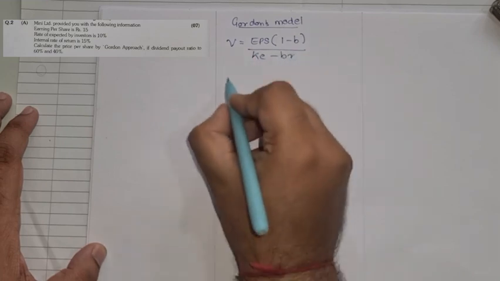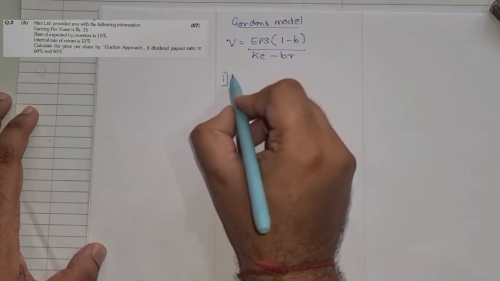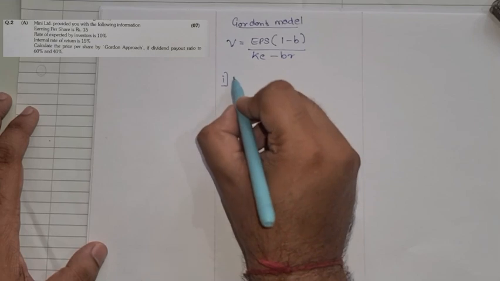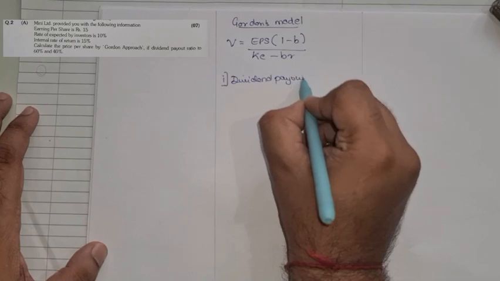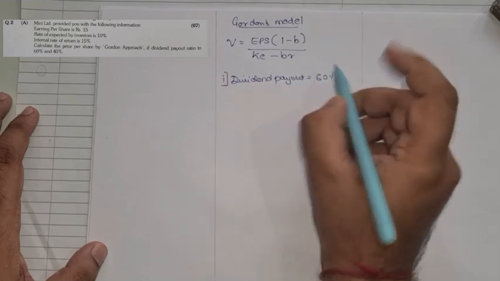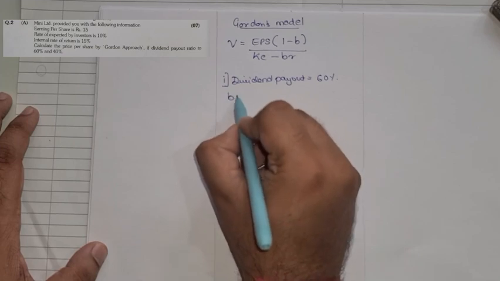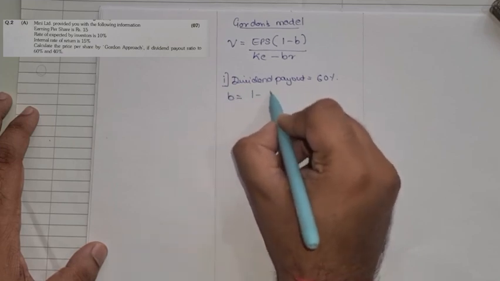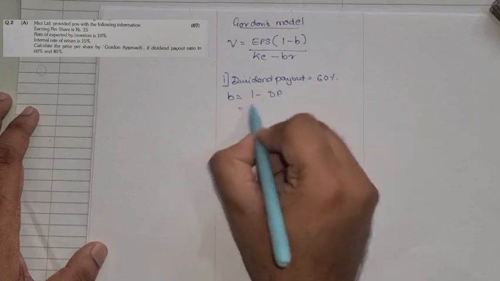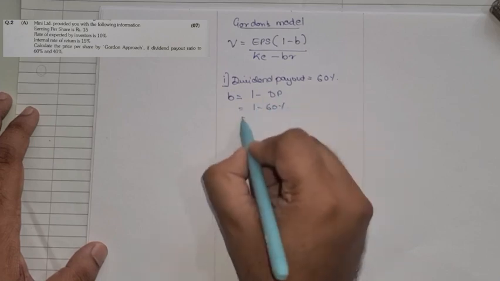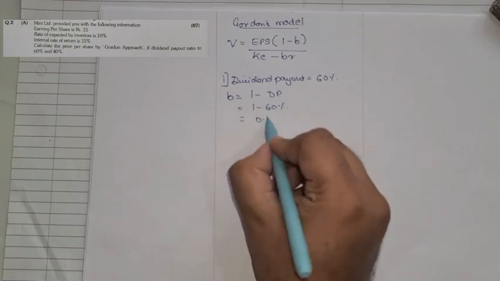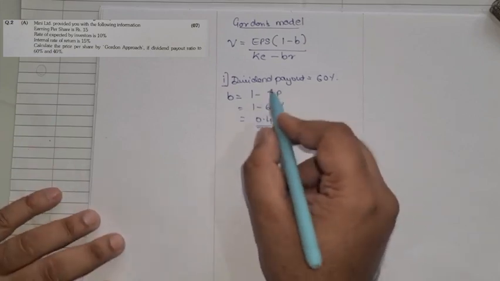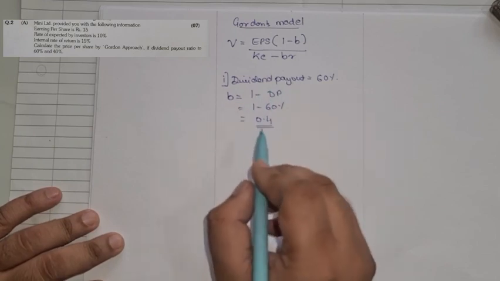Okay, now in the first scenario they told you to find the price when the dividend payout equals 60%. Now remember, whenever dividend payout is given, we will have to find the value of B, which is 1 minus the DP, that is 1 minus 60%, which comes to 0.4 on the calculator. Okay? So wherever dividend payout is given, in order to find B, this is how you'll have to use the formula.